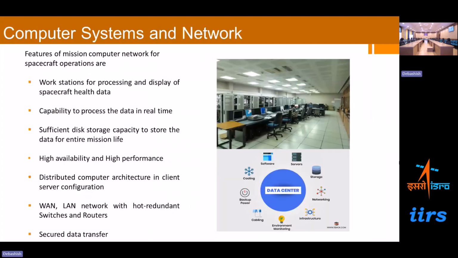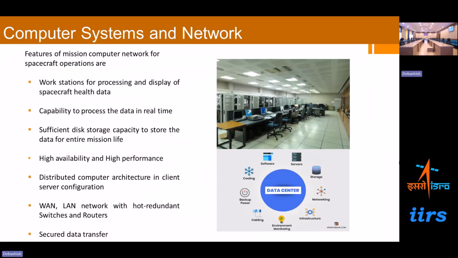Okay. So as of now, what you saw was the complete life cycle of the mission. Now, in the last 2 or 3 slides, I'll just show you the other associated things, which are very much to be told when we talk about the operations. One is the computer system and the network. See the workstation. Here, where we see the telemetry data, we call it the workstations. So workstation is the display of the spacecraft health data.